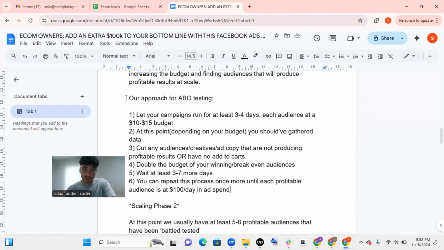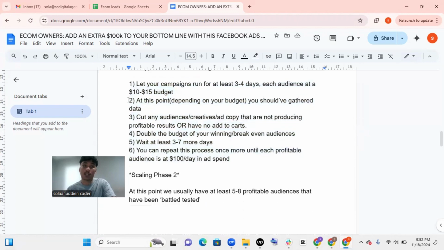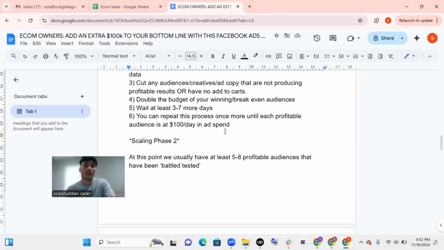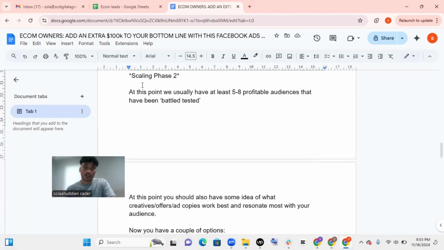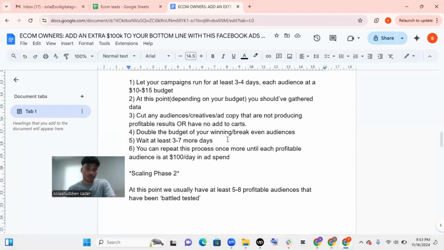This is testing phase one, right? This is phase one where you're finding profitable audiences, profitable creatives, profitable ad copies. That's scaling phase one. So at this point, we're going to touch on scaling phase two. By this point, you should at least have a minimum of 5 to 8 profitable audiences. Again, everything over here is based off of your ideal customer, and you can use the suggested tab to find similar audiences of your winning audiences.